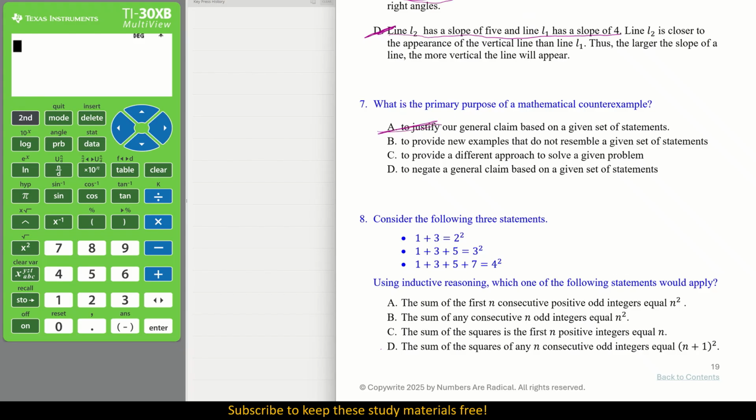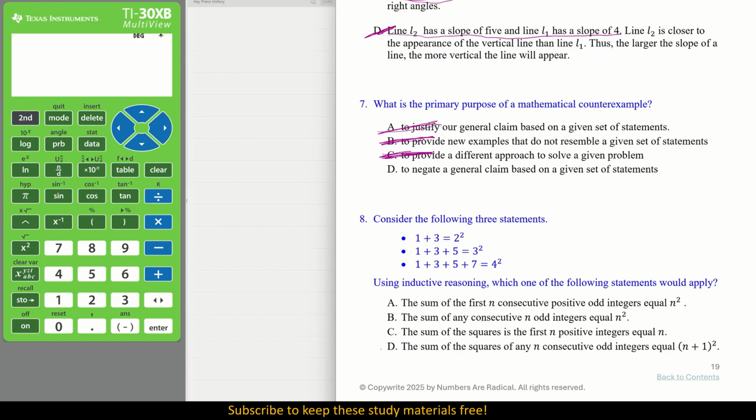B, to provide new examples that do not... no, you're not just providing new examples. That's not going to work. A counterexample is an example that we know is out there, and we're trying to use it to help our case. Let's see C. To provide a different approach to solve. No, it's not a different approach. It's a commonly used approach. Let's see what D says.